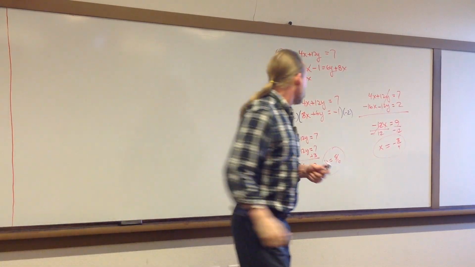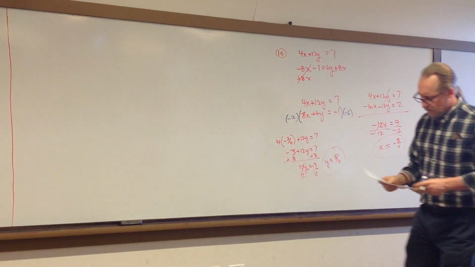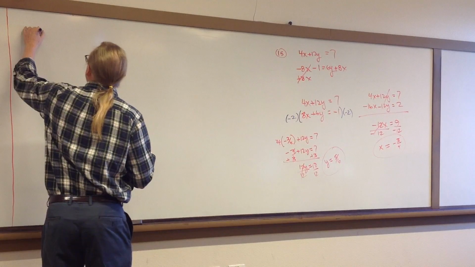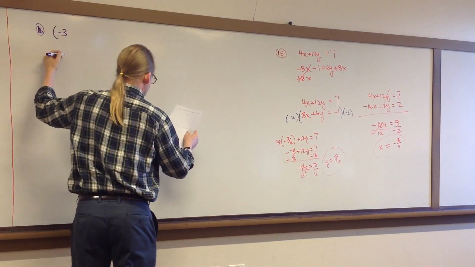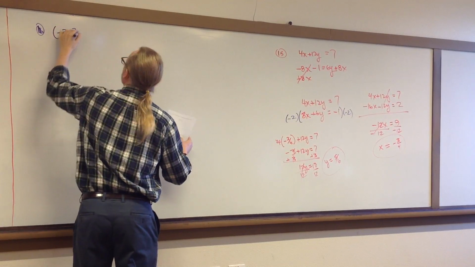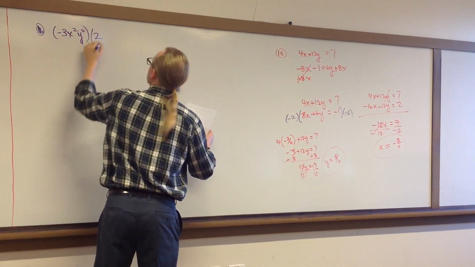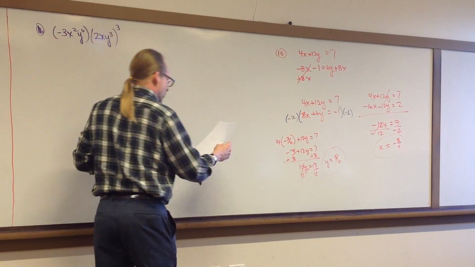Let's see what we've got next here. Problem 16. We've got the rules of exponents. So again, the rules of exponents will be on your formula sheet, and I encourage you to refer to them while you're working on these problems. Let's see. -3x squared y to the 4th, and then that's getting multiplied by (2xy cubed) to the 3rd power.